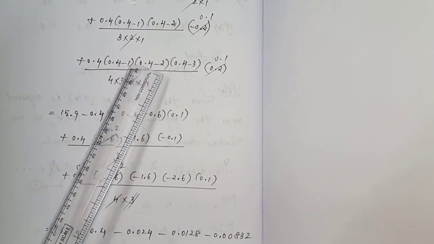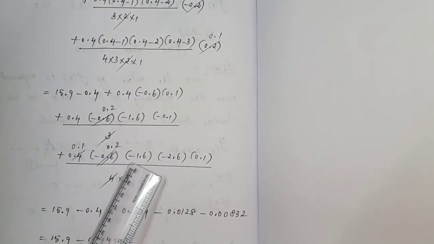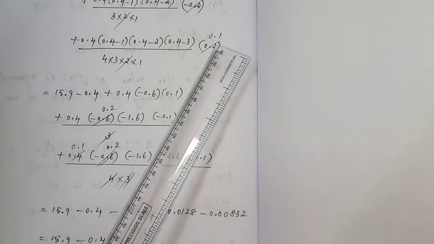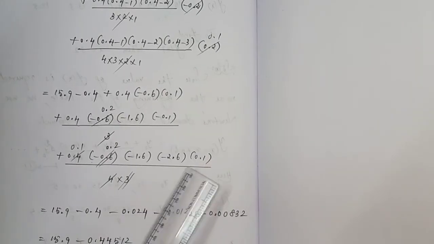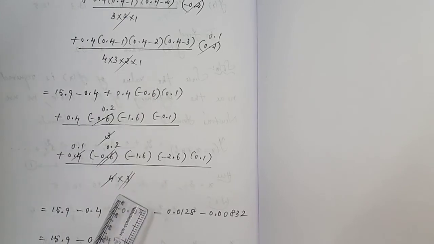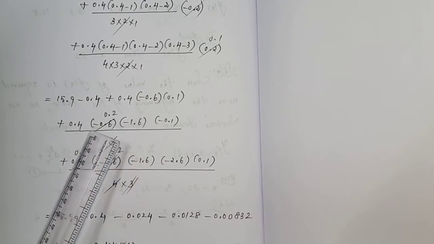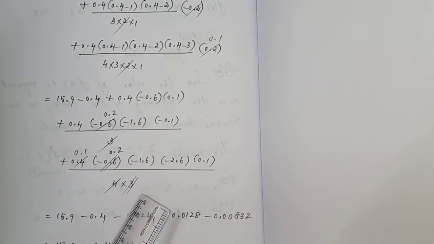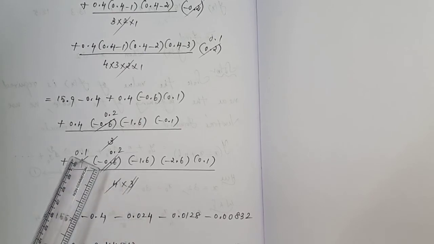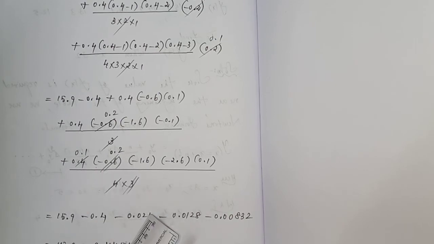Then 0.4 into 0.4 minus 1, that is minus 0.6, 0.4 minus 2 equals minus 1.6, 0.4 minus 3 equals minus 2.6, into 0.1 divided by 4 into 3 as it is. Once again we can simplify. 3 ones are 3, here 0.2, already have minus, so minus 0.2. Here we can cancel by 4, here 1, this is 0.1. 3 ones are 3, 0.2, that is minus 0.2.